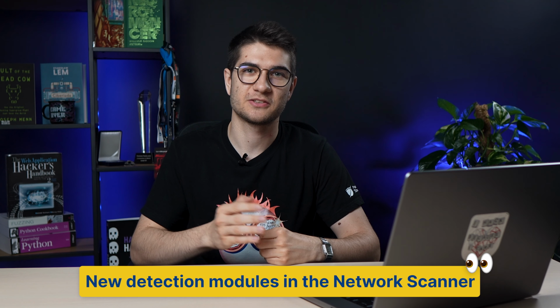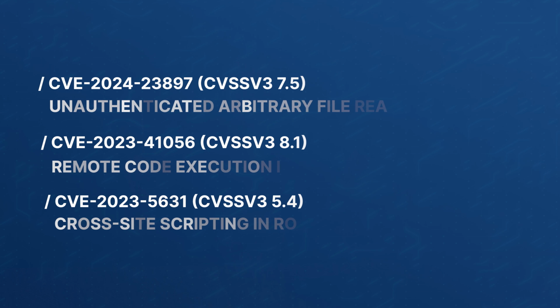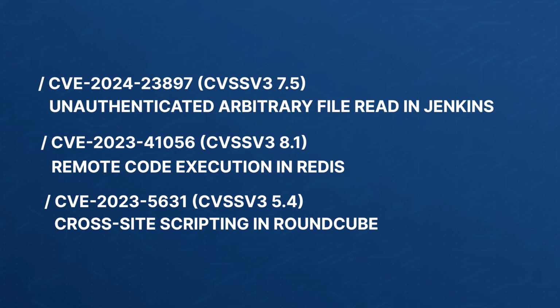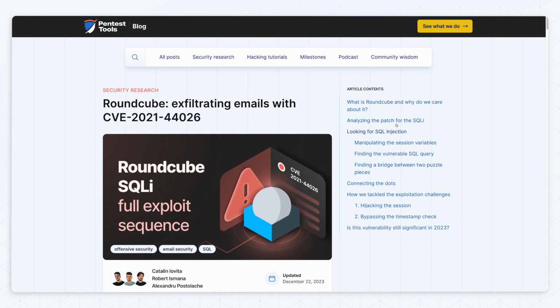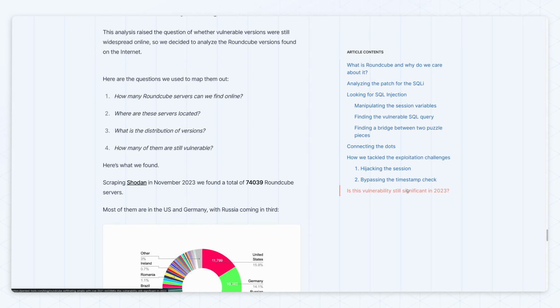Thanks to our security research team, you can now detect 3 new vulnerabilities that will pop up on the screen right about now. And speaking of Roundcube, a couple of months ago, we published an analysis and public exploit for CVE-2021-44026, an SQL injection vulnerability in the open source mail client.